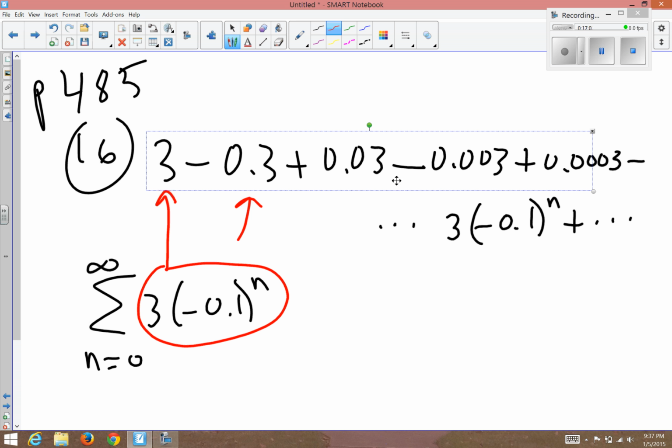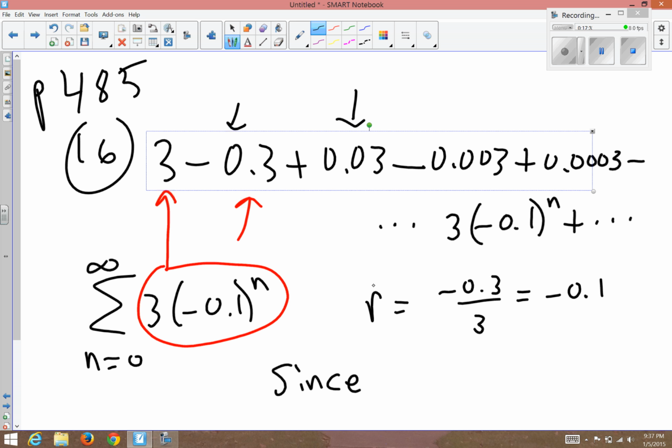So since this is geometric, because there's a common ratio, the common ratio is any one of these numbers over the one immediately before it. And it's not a coincidence that it's this number in the parentheses. Take any number, we could have taken that number over the one before it. Every time you do take a number over the one before it, you're going to get negative 0.1. Since the absolute value of r is less than 1, the series converges.